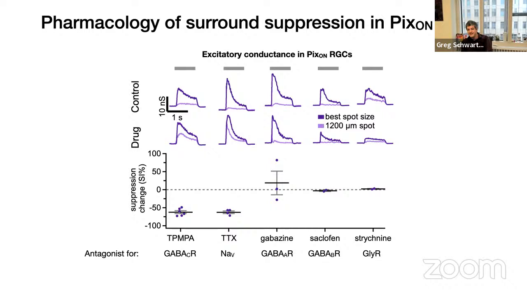So if we do that with all of our favorite drugs, GABA-C, GABA-A, GABA-B, glycine receptors, and voltage-gated sodium channel antagonists, this is the result, which is that you can see a change in surround suppression when you block GABA-C receptors or voltage-gated sodium channels with TTX. But there's no effect of GABA-A receptors, GABA-B receptors, or glycine receptors. So this isn't super conclusive, but it is saying that the circuit that is involved in surround suppression likely involves GABA-C receptors and spiking amacrine cells. So some of those wide field spiking amacrine cells that were present at all those dyads likely have something to do with this circuit that's causing surround suppression.